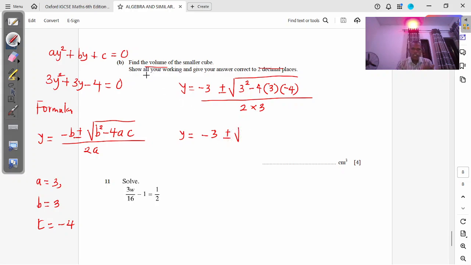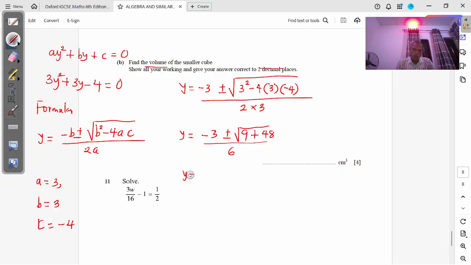Now don't forget, it says show all your workings, so you must show all the workings for this question to have the full mark. So 3 squared is 9, so I have 9. Then now you do minus times minus, which is plus. 4 times 3, that's 12. Then 12 times 4, which is 48. So I have 48 here, then all over what? 6.